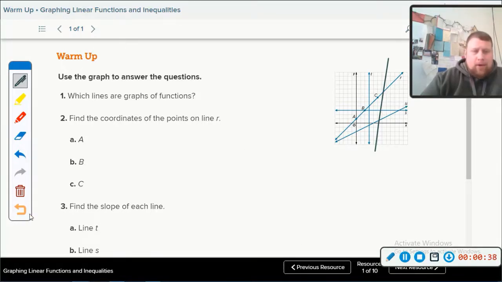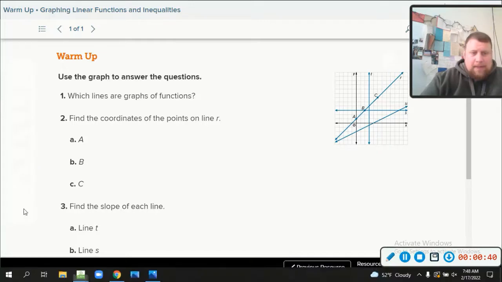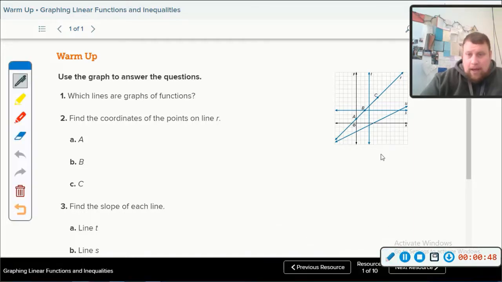So here we go. We see everything's going to pass that vertical line test except for what? Line T here, the vertical line. So which lines are graphs of functions? Well, that would be line AC, right? AC. You probably should put that little arrow above it.